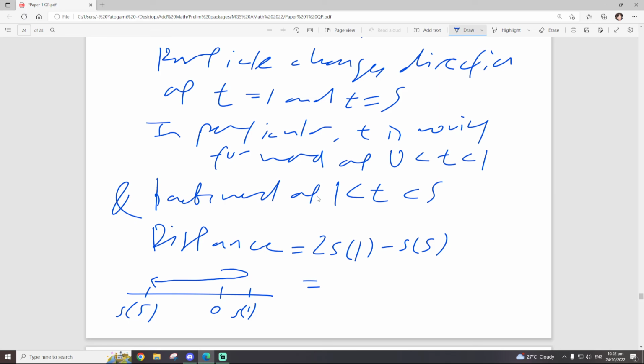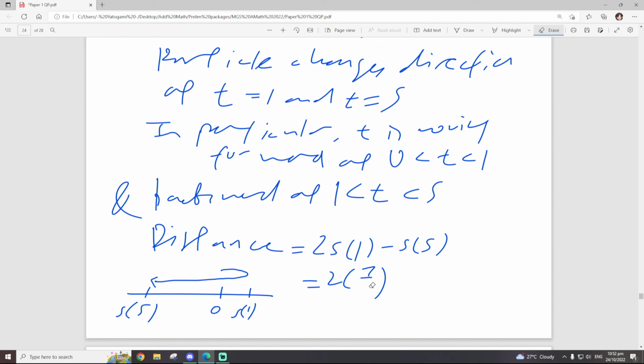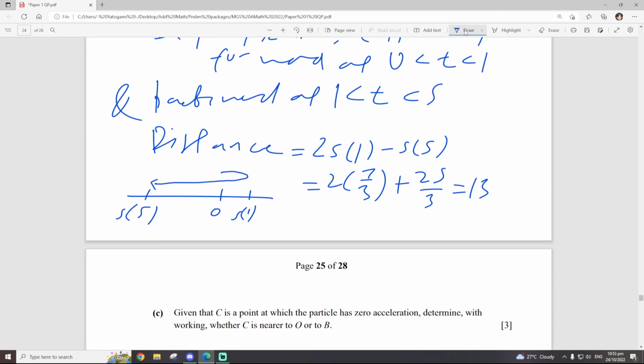Okay, and then you can figure out what this distance is. So that will be 2 times 7 over 3. And what about the other one? Minus 25 over 3. So okay, 14 plus 25 is 39, so 13. Okay, so this is in meters. So this is the total distance, 13 meters.